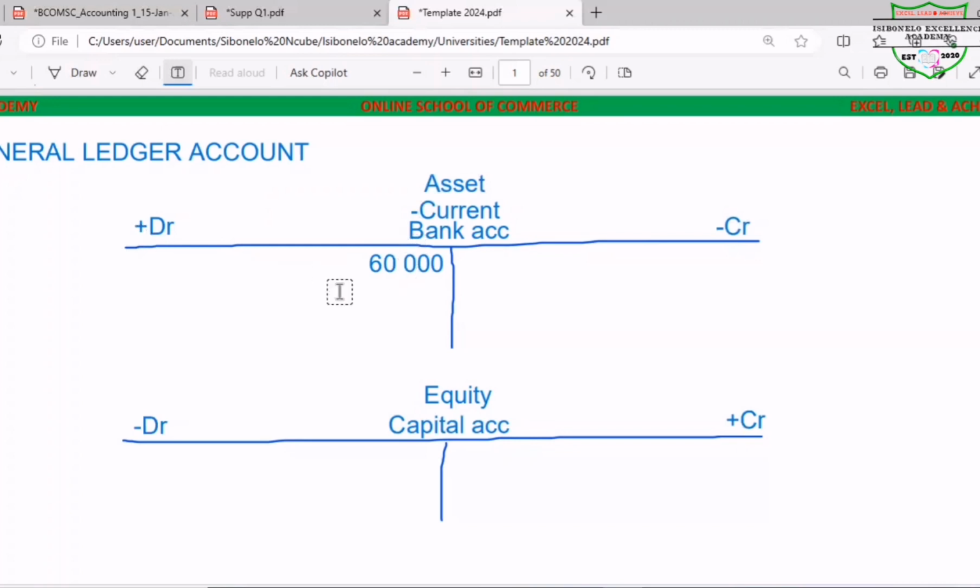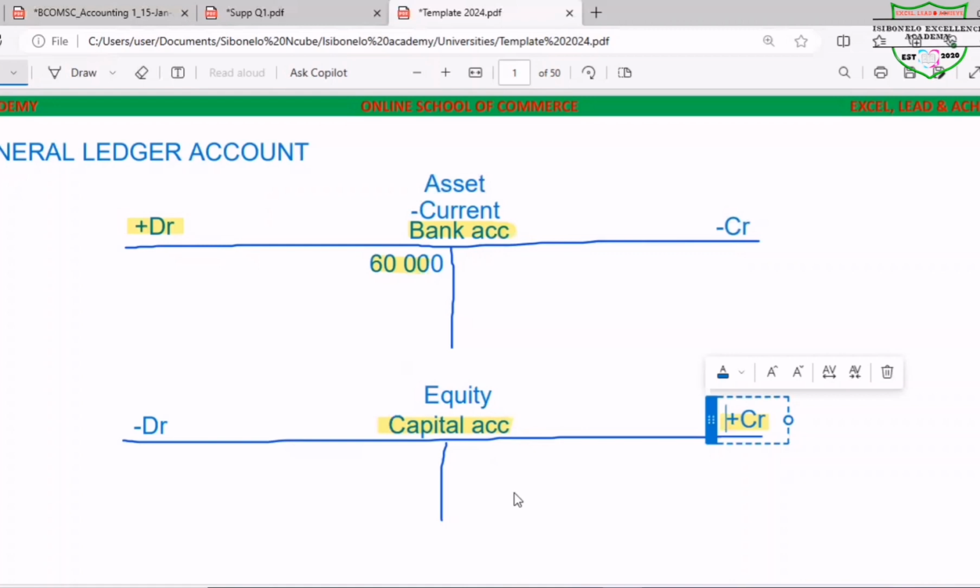Now we can apply the double entry principle. So for every debit, there has to be a corresponding credit. So in simple words, we can say if one account is debited, the other one must be credited. So since we have debited bank account, the contra account should be credited. So the contra account is capital account. So guys, you can't debit the first account and also debit the second account. You can't do that. If one account is debited, the other one must be credited.